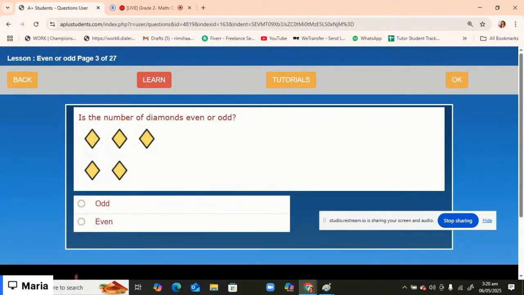Is the number of diamonds even or odd? Check it out, the number of diamonds. Are these all in the form of pairs? So there are first two diamonds, then the next two. Is there any diamond here for the third pair? No. So this is left as a single. So we can say that it's odd.